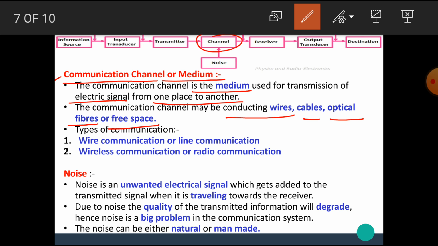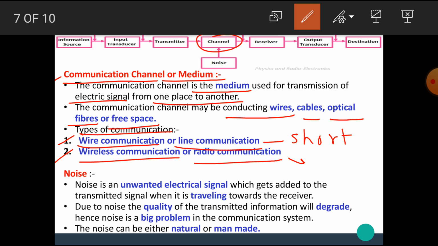There are mainly two types of communication. The first one is wire communication, also called line communication, and it is used for short distance communication. Our second type is wireless communication or radio communication, and it is mainly used for long distance communication. Our next block is noise.